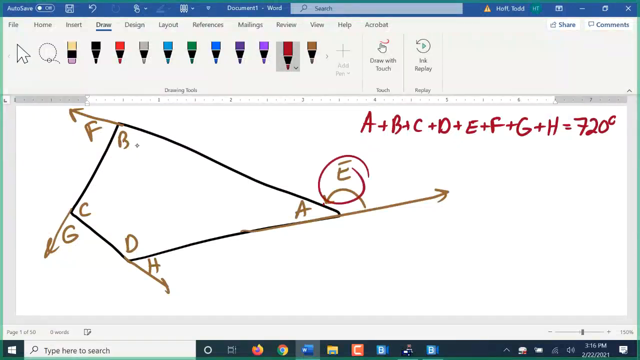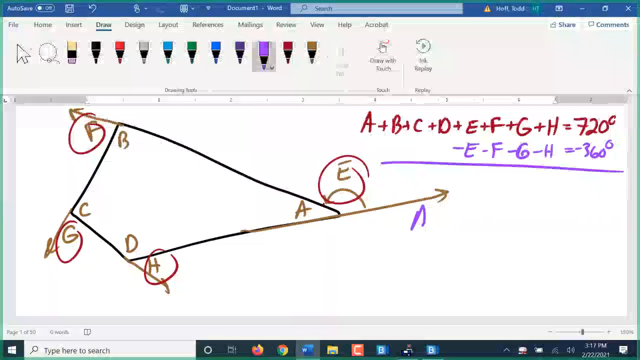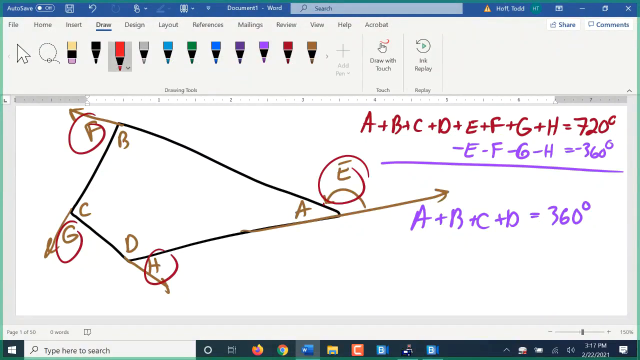But the angles on the outside still only make one complete turn, a 360. So if I subtract those angles off, I'm still only subtracting 360 degrees. I've got A plus B plus C plus D, 360 degrees. So a 4-sided figure is 360 instead of 180.